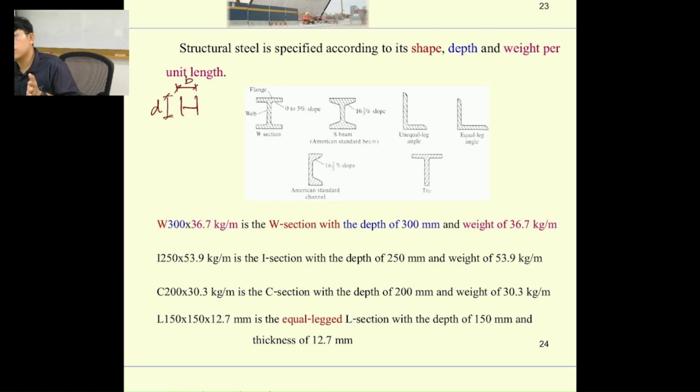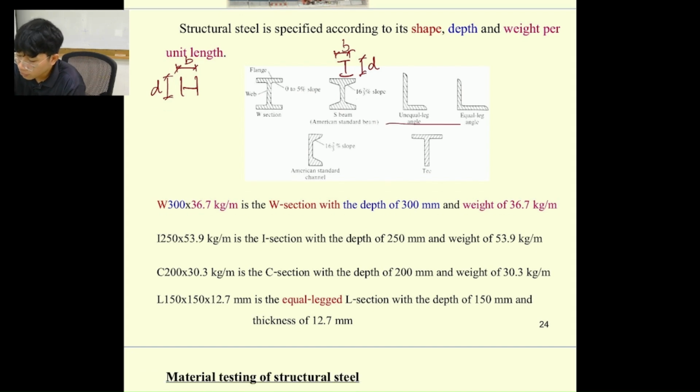So the depth and the width are going to be the same. But for the I section over here, normally the depth is larger than the width. So that's why we differentiate it by using H and I. Okay. And then we have a few more types of material. We have L, we have C, and we have T. So you're going to learn this again with Ajahn Mongkon for the next trimesters.